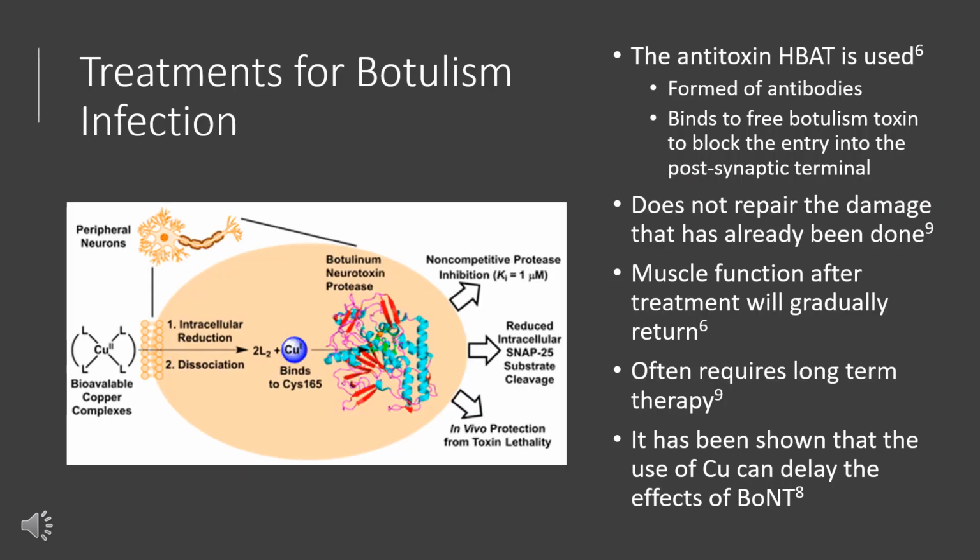In order to treat botulism, the antitoxin H-BAT must be used. It is formed by antibodies that have been cleaved and will then bind to free botulism toxin in the system. Because it won't bind to the toxins that are already attached in the system, the antitoxin won't heal the damage that has already occurred. With time, therapy, and supportive care, new neuronal connections will form, allowing muscle function to return. Recently, it has been shown that copper can help in the effects of botulism toxins. It functions by non-competitively binding to the toxin, which prevents the function. While this won't cure the infection, it will delay the symptoms.